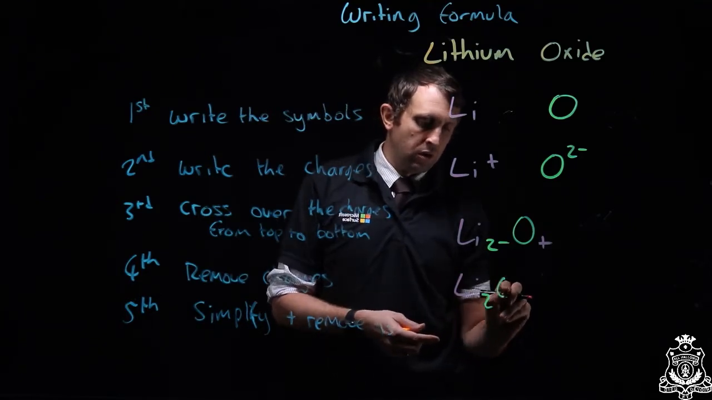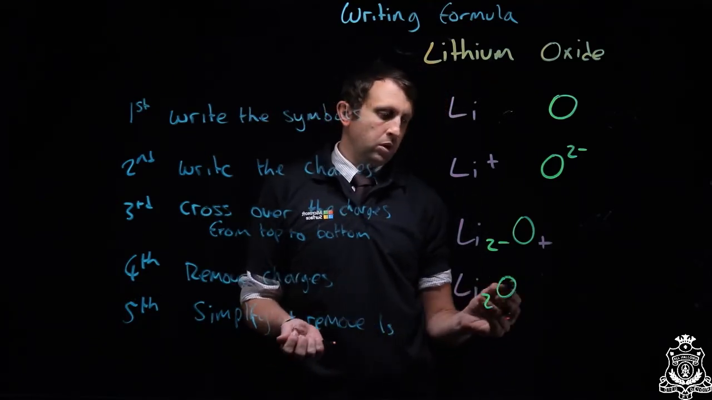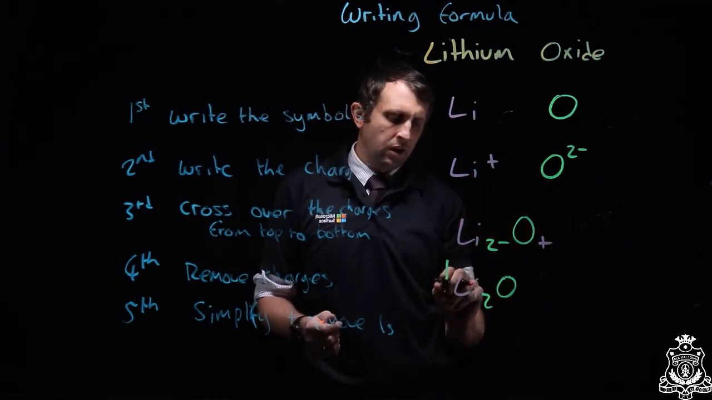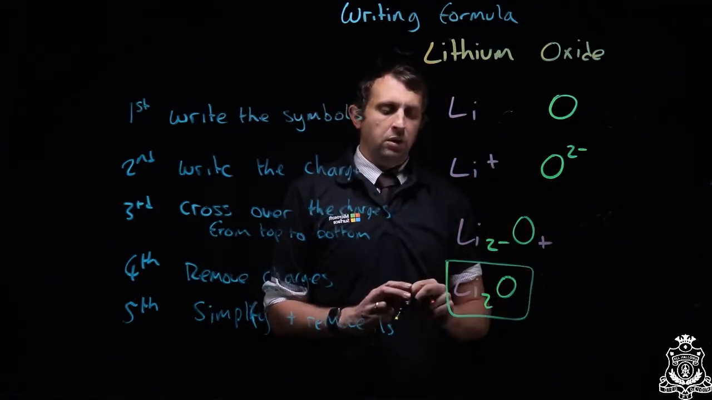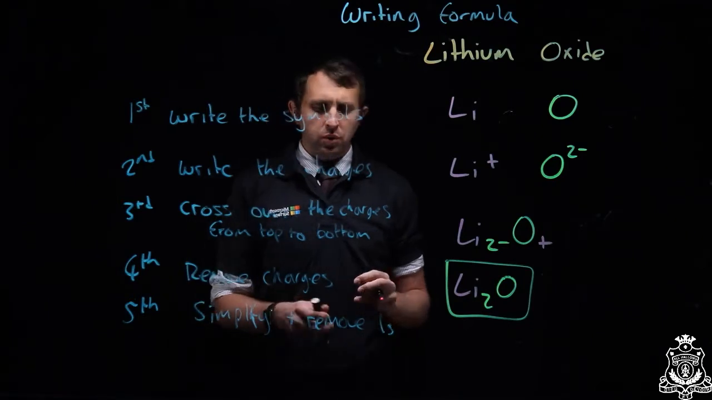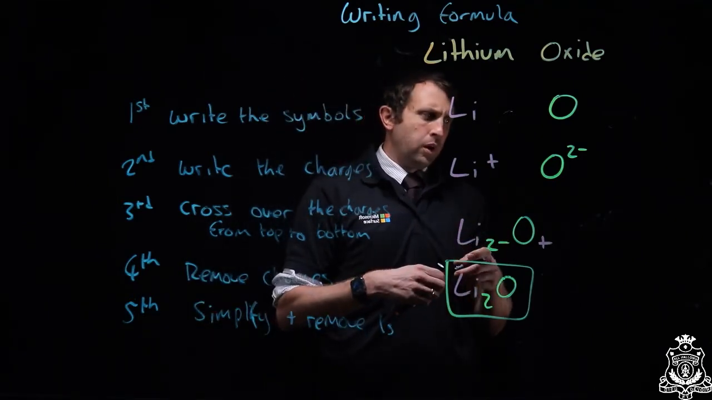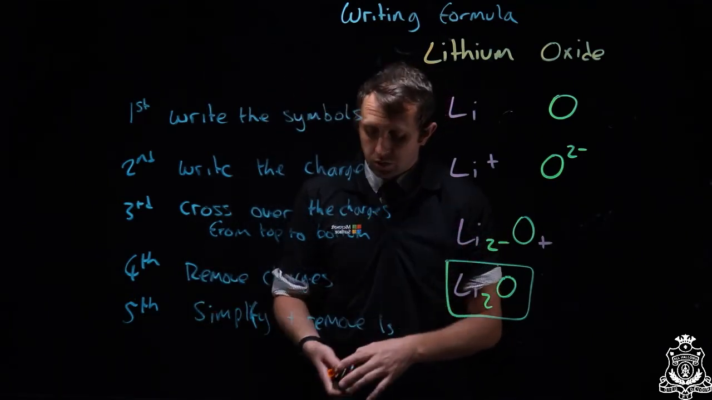We remove the charges. Li2, O. We simplify and remove the 1s. I've removed the 1s already up here. We can't do any more. So lithium oxide becomes Li2O. Let's do an example with a couple of polyatomic ions.